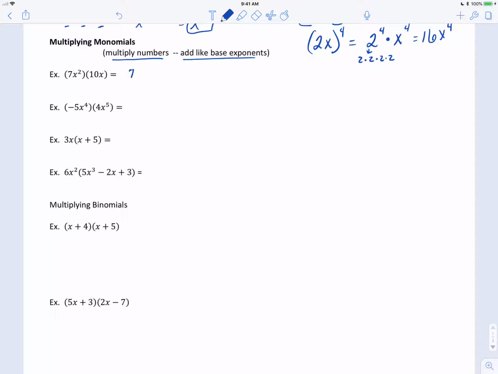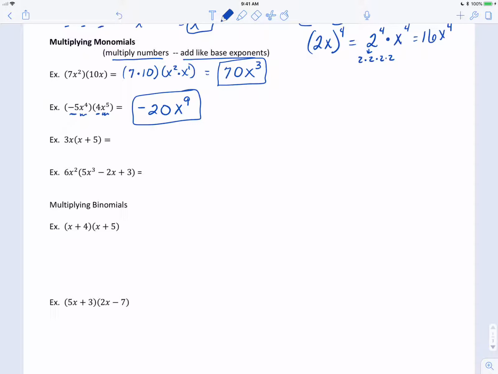Well, remember, we're multiplying our numbers, so that's 7 times 10. And then we're saying that x squared times that x. So 7 times 10 is 70 x to the 2 plus the imaginary 1 power, so third power. Multiply my numbers. -5 times 4, -20. Add my exponents, x to the fourth, x to the fifth. 4 plus 5 is 9.